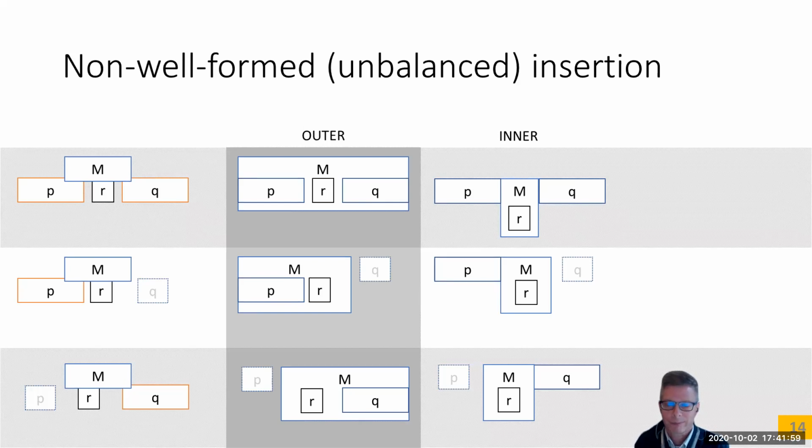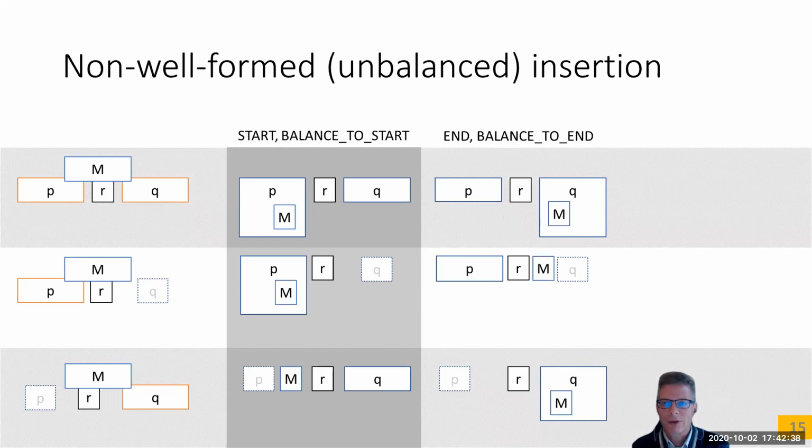We'll see that later. The second and the third row are the cases where only the start or the end position of M intersects with an existing element. So using the outer balancing strategy, M will be expanded either on the left side or the right side, and in the inner balancing strategy, M will be shrunk on the left side or the right side according to where M intersects with an existing element. So that's illustrated here.